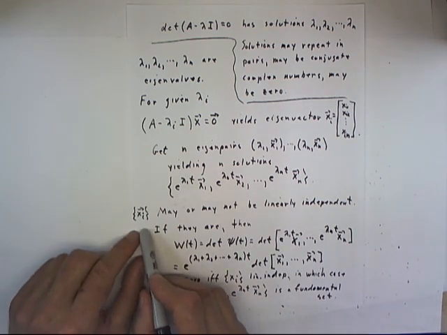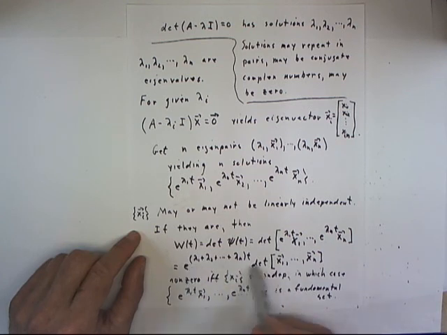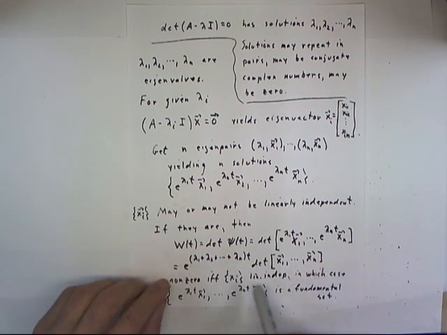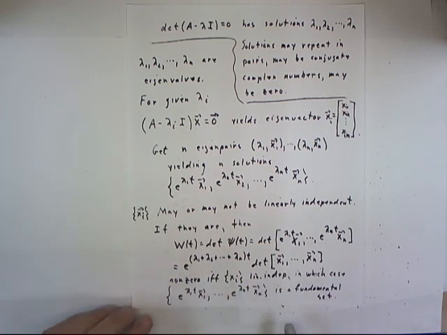This means that if this set is linearly independent, the Wronskian can't be 0. And since the Wronskian isn't 0, this solution set is in fact a fundamental set, meaning that it's a linearly independent set of solutions and that any possible solution is a linear combination of these solutions. That is, our general solution will be c1 times e to the lambda 1 t x1 plus c2 e to the lambda 2 t x2, etc., up through cn e to the lambda n t xn.